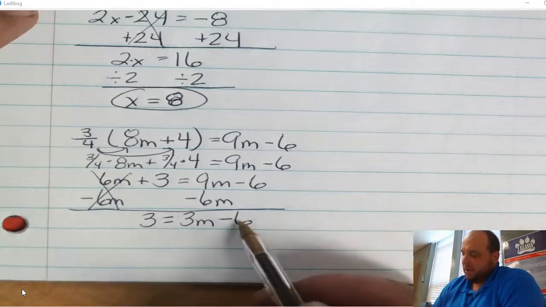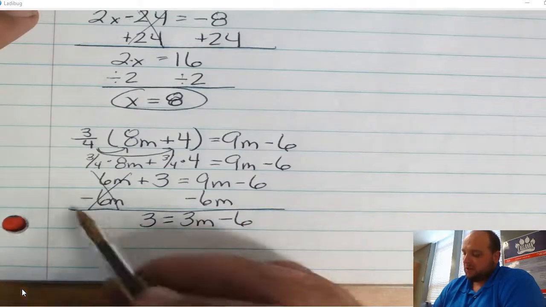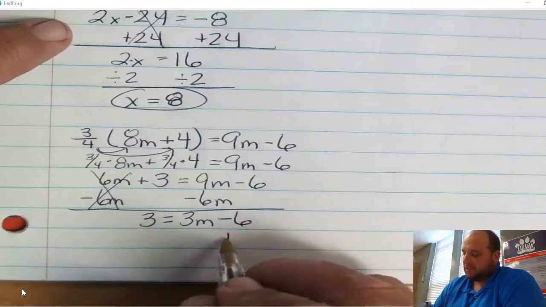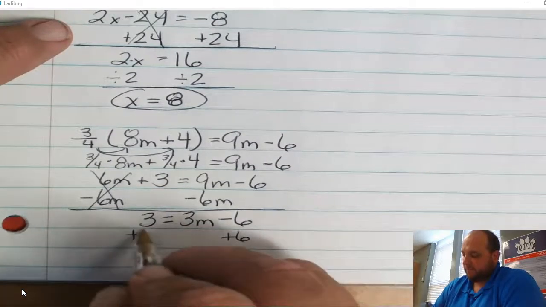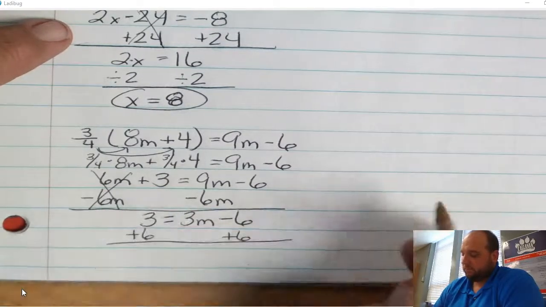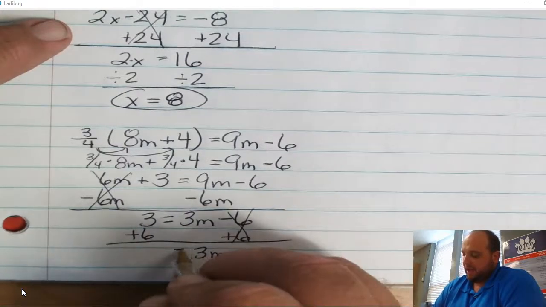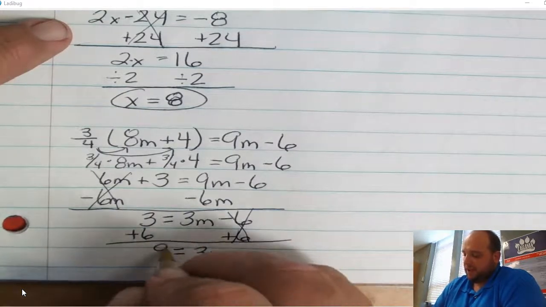So now I need to go ahead and move that number minus 6 over to the left-hand side. I do that by doing the opposite of minus 6, which is plus 6. Those are opposites. I end up with 3m on the right-hand side. 3 plus 6 gives me 9.